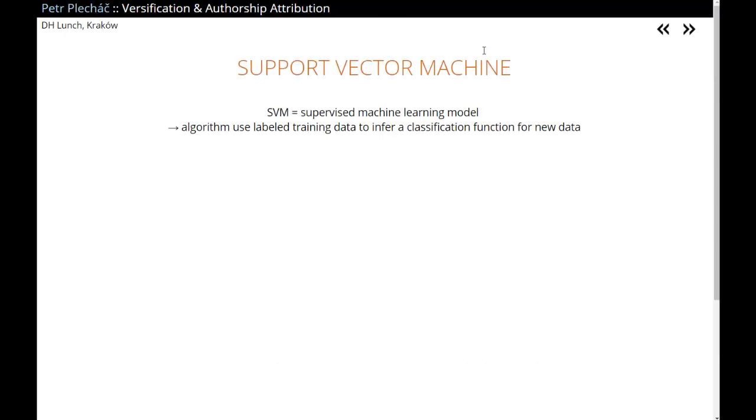Finally, I would say a few words on the support vector machine, which is a kind of different approach. It's an instance of supervised machine learning, which means that the algorithm uses labeled training data, labeled according to classes, labeled according to who wrote which sample, and it uses it to infer some classification function for new data. It uses this to learn a function which will enable it to classify new data where labels are unknown.